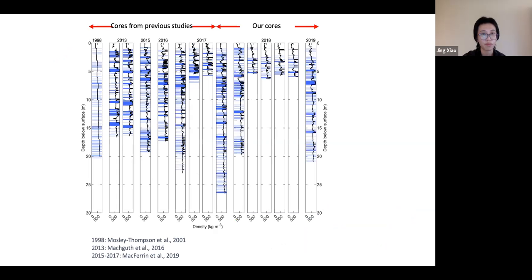So for these cores, besides several 5-meter short cores, most of the cores are at least 50 meters long. Therefore, I split them into 3 segments for further analysis. They are from surface to 5-meter depth, 5 to 10 meters, and then 10 to 15 meters.